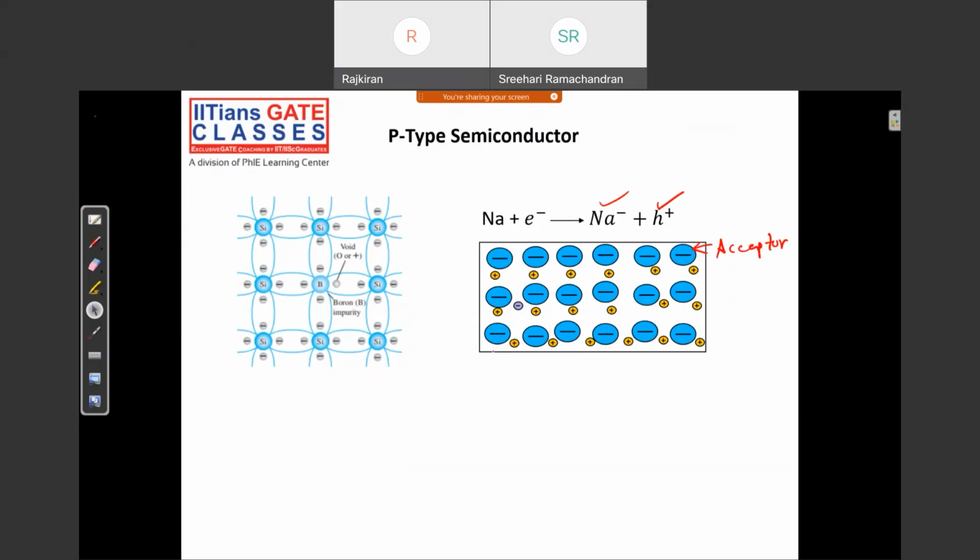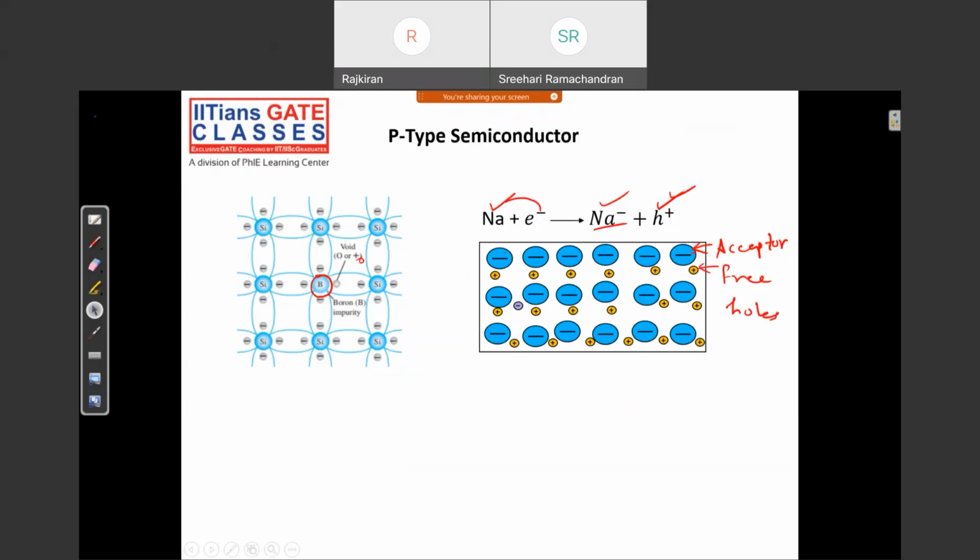So why are these negative acceptor atoms shown big, and the others small, with plus and minus? Because this is a very big atom, while the hole it gives is very small. This is the atom which is negatively charged. Whenever an atom accepts an electron, it gives one hole and becomes negatively charged. These are the bounded atoms, and these are the free holes.